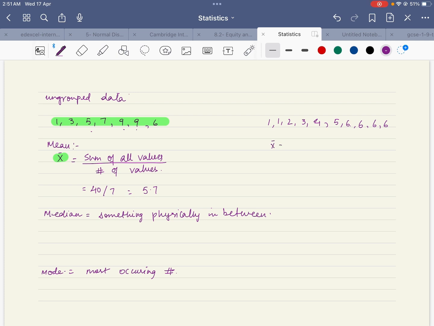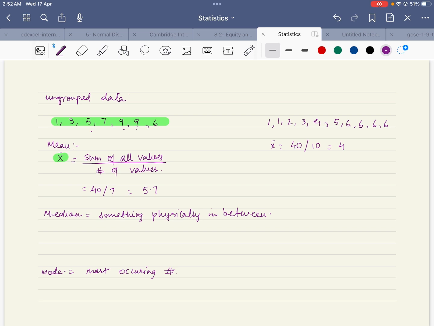Same will go for this one. So let's find out the sum first. 2, 4, 8, 8 plus 3, 11, 11 plus 5, 16, 16 plus 24 is equal to 40. 40 divided by 1, 2, 3, 4, 5, 6, 7, 8, 9, 10. 10. The mean for this data is 4.